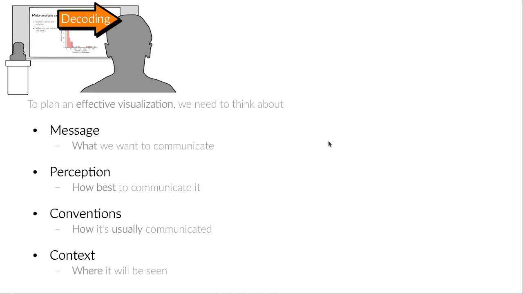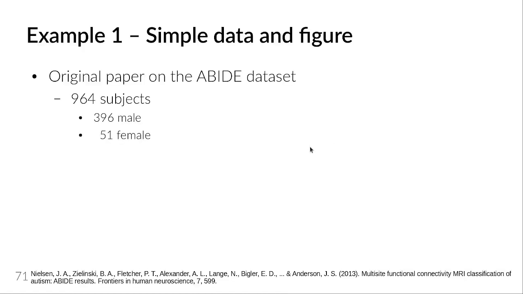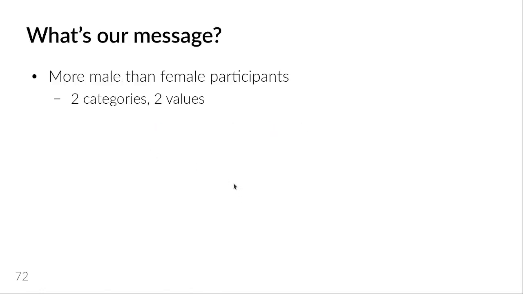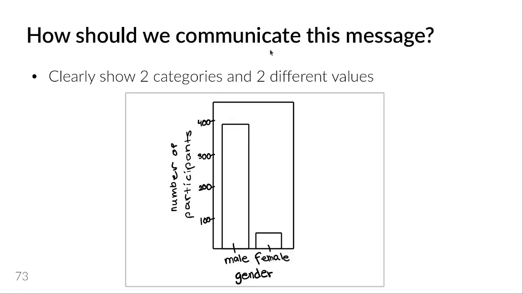Now that we've discussed all these principles, we're going to plan a simple figure to drive these points home. We'll use a tiny bit of data from the Abide dataset, which we're going to be using more extensively in the next tutorial and lecture. And we'll simply use the number of males and the number of females in the dataset. So what's our message? There are more males than females. And if we abstract this, we see there are 2 categories and 2 values. How should we communicate this?